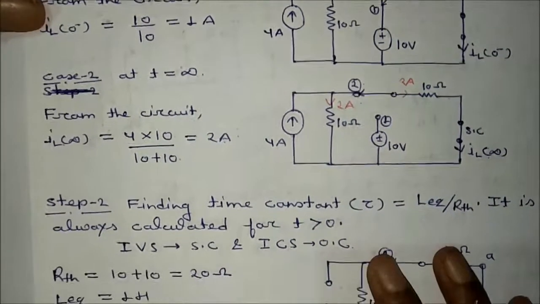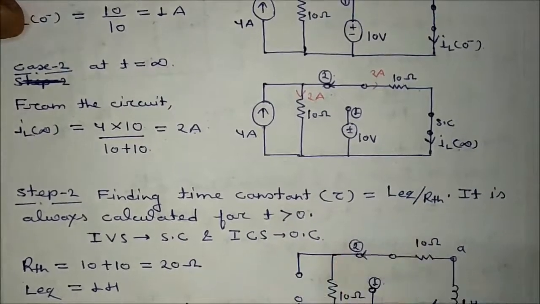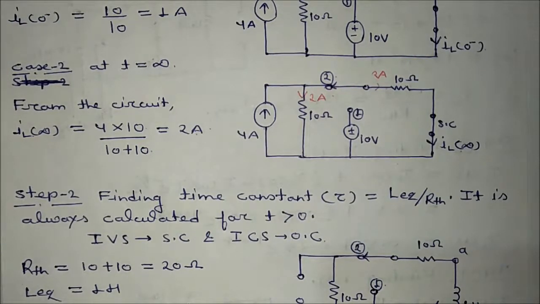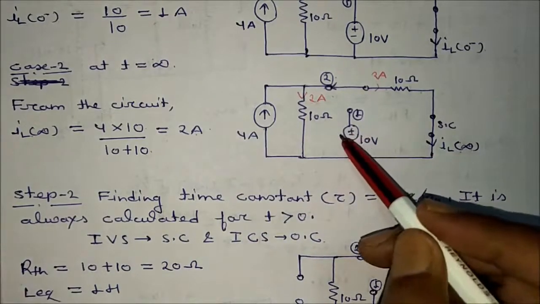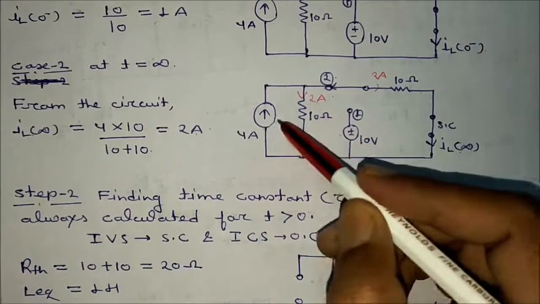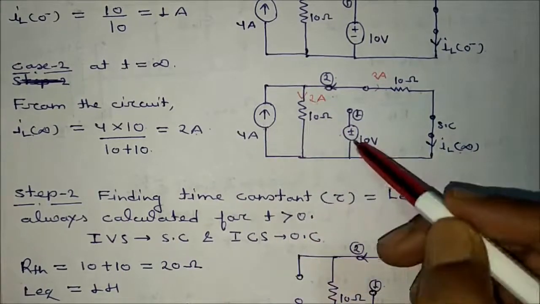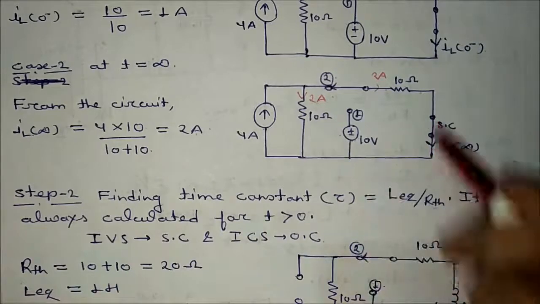Now the next step is what? To get the value of the time constant, and it is always calculated for what? T greater than 0. All the independent voltage sources will be short circuited, current sources will be open circuited. This is the circuit for t greater than 0. All the independent sources will be deactivated. This will be open, this will be shorted. And this is L.